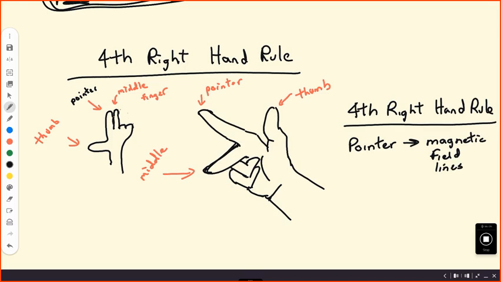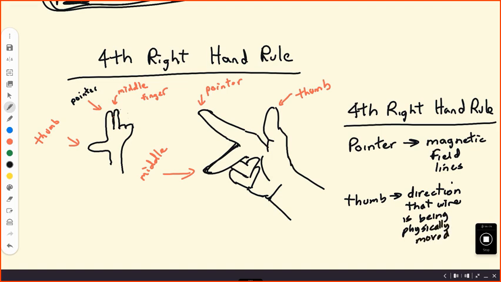And then you put your thumb in the direction that the wire is being physically moved. And then your middle finger tells you the direction of the new induced current.